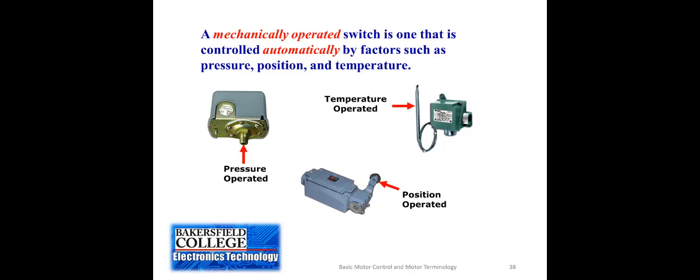And then in the lowest one, the one right in the middle, that's a limit switch, and it's operated by a certain position being reached, such as the limit of movement or travel on a piece of equipment that has a motion, linear motion back and forth, or maybe it's up and down.